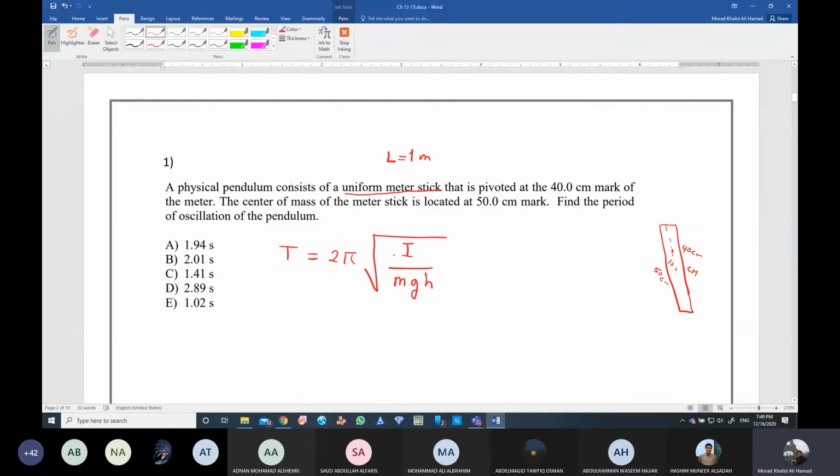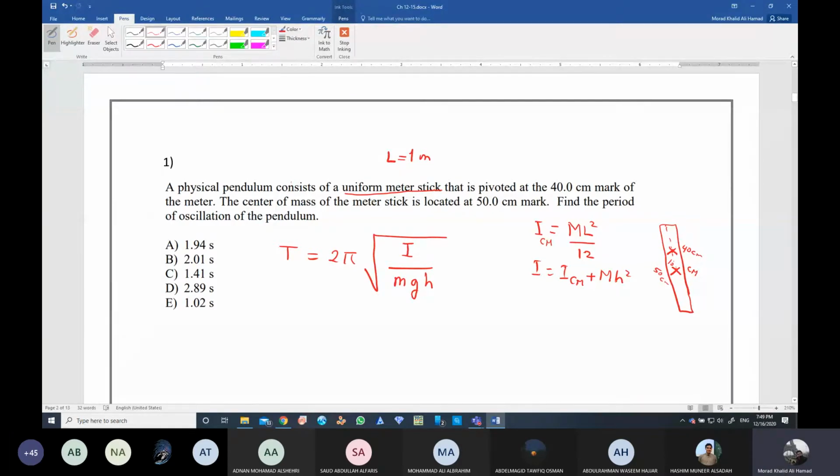I for the stick usually is equal to, if it is pivoted, for example, from the center, m L squared over 12. This will be given in the formula sheet. However, here it is pivoted at a place other than the center. If you remember, we will use the parallel axis theorem. So I will be I center of mass, so this is I center of mass, plus mh squared, where m is the mass of the meter stick and h is the distance between the center of mass, which means this point, and the pivot point.